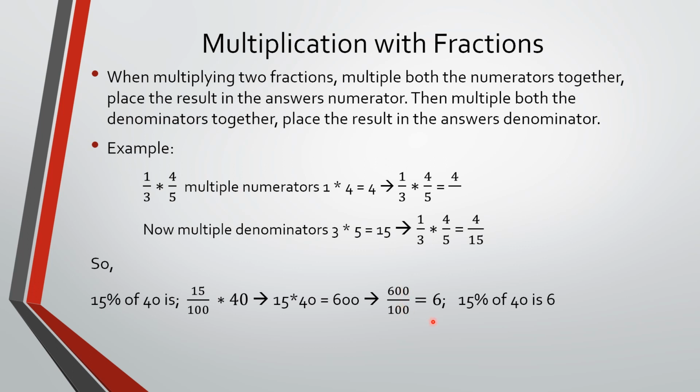As we know, we can reduce, so we can divide both by 100. We take 100 off of here, and then we have 6 over 1, which, as we just learned with the 40 over 1, is just 6. So the answer is 6. So 15% of 40 is 6.